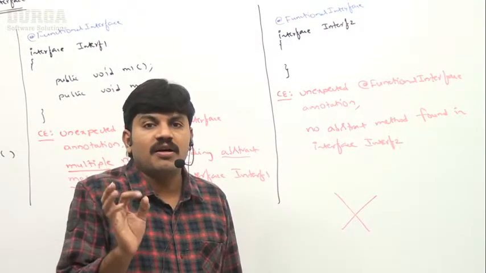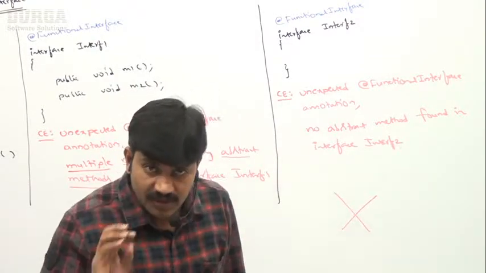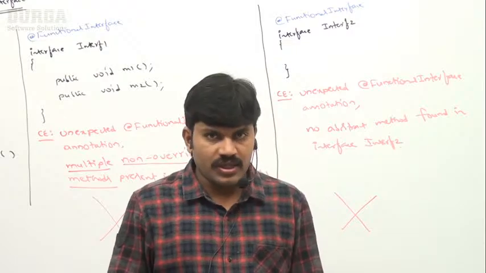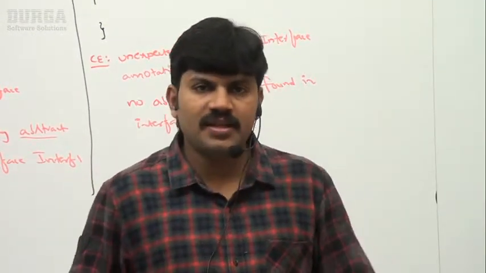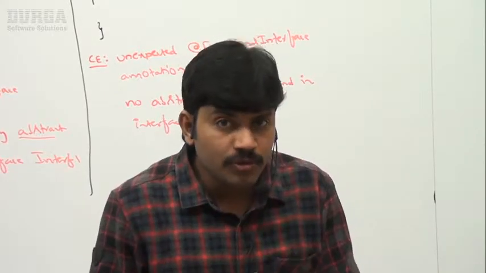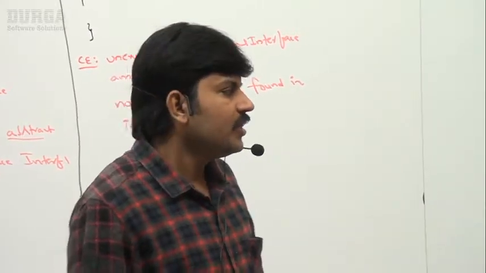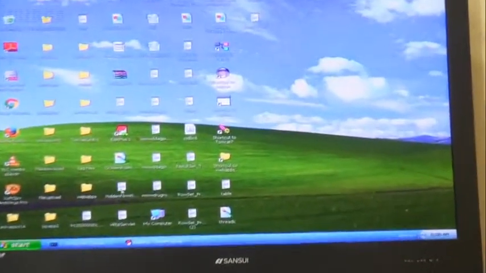What is the purpose of the @FunctionalInterface annotation? How can you use it? Clear, right? Okay. So now, whatever things I explain, let me execute and show those compilation errors. Just have a look once, sir.